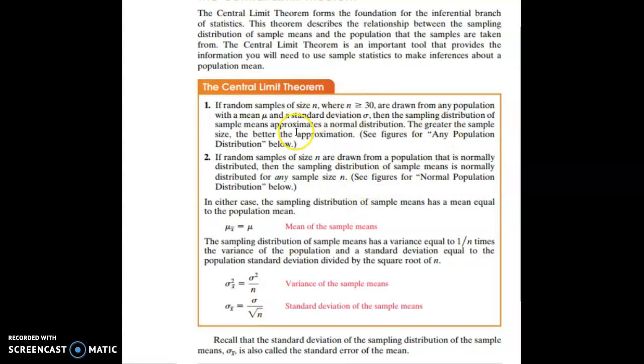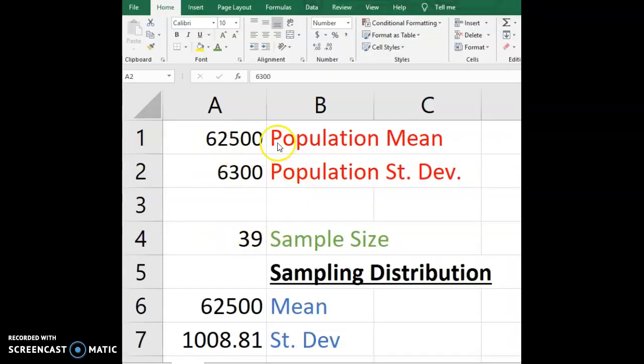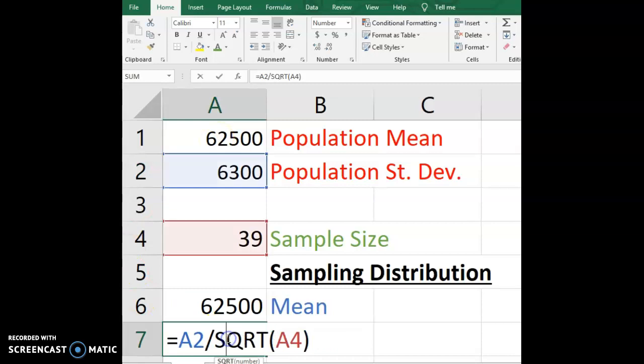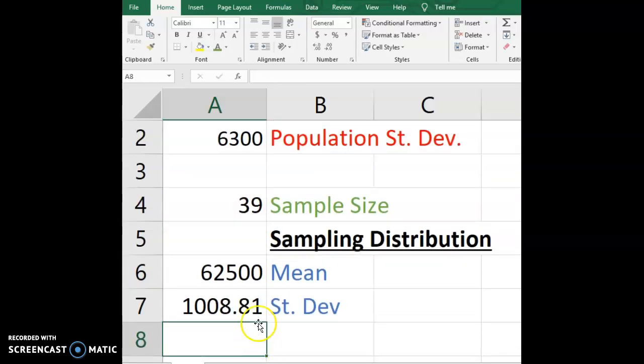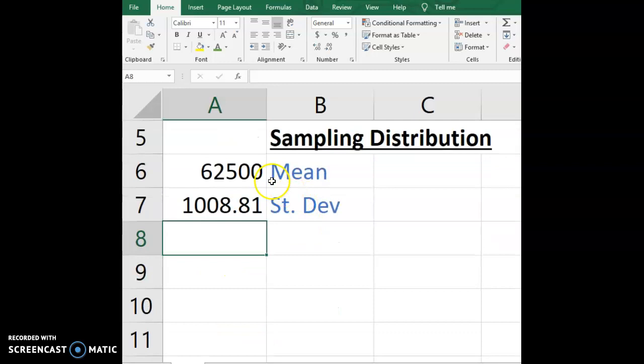The key thing is we're working with a normal distribution here because we have a large enough sample size. So looking at our information in Excel, our population mean was this salary. This was the standard deviation. For our sampling distribution, it has the same exact mean as the population. And its standard deviation is the population standard deviation divided by the square root of our sample size. Now with this information, we know we have a normal distribution with these values here for the mean and standard deviation.